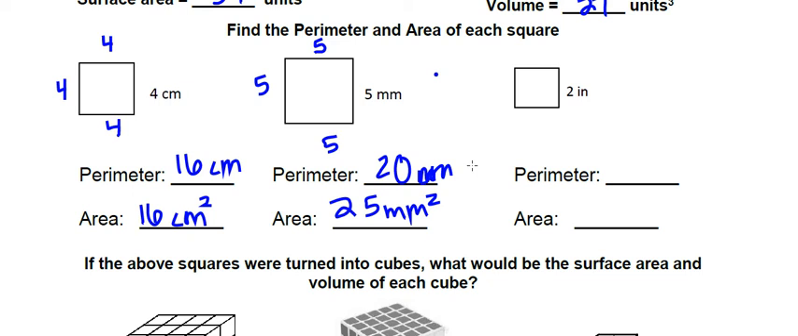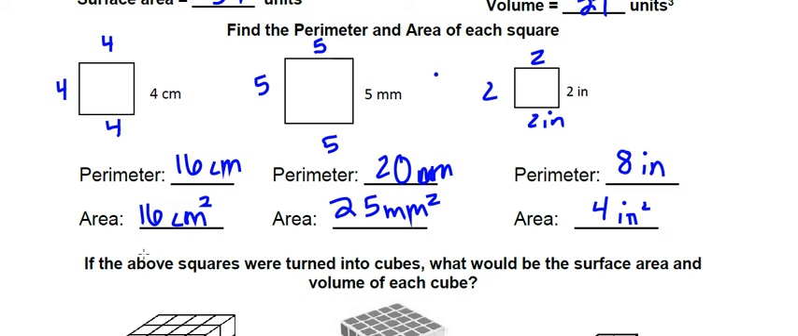All right, for this last one here, we have 2 inches, so that's going to give us 2 inches here, and 2 here, and 2 here. If I want to find the perimeter, it's 2 plus 2 plus 2 plus 2, which gives us 8, or 2 multiplied by 4, because there's 4 sides, so our perimeter would be 8 inches. If I want to find the area, that's 2 times 2, or 2 squared, so the area there would be 4 inches squared.